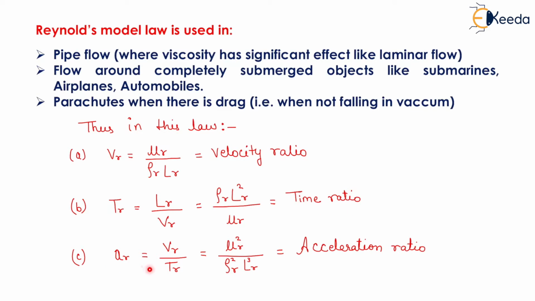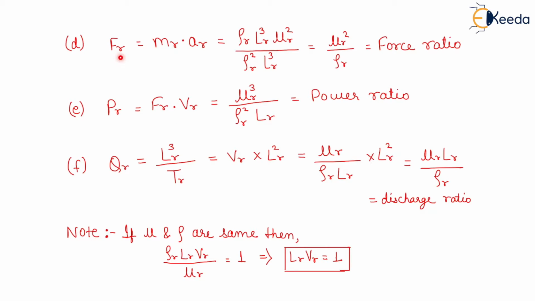Now Ar will be equal to Vr upon Tr, which will be equal to mu r square upon rho r square into Lr cube, which is the acceleration ratio. Now Fr will be equal to Mr into Ar, which will be equal to mu r square upon rho r, that is the force ratio. Next, Pr equals Fr into Vr, which will be equal to mu r cube upon rho r square into Lr, which is the power ratio. And Qr will be equal to Lr cube upon Tr, which will be equal to mu r into Lr upon rho r, which is known as the discharge ratio.